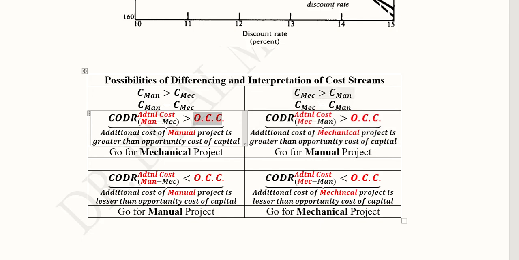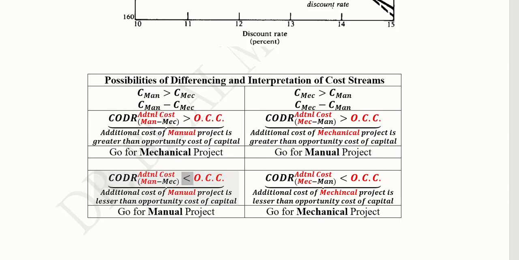Here we will compare the mechanical and manual, and mechanical will appear first, and again the difference will be calculated with the opportunity cost of capital. So here the additional cost is of the mechanical project as compared to the manual project, and that is being compared with the opportunity cost of capital. So if it is greater than the opportunity cost, it means mechanical is more expensive. We should go towards manual technique. Here, if it is greater than the opportunity cost of capital, then we should go towards the mechanical technique, because manual is more expensive.